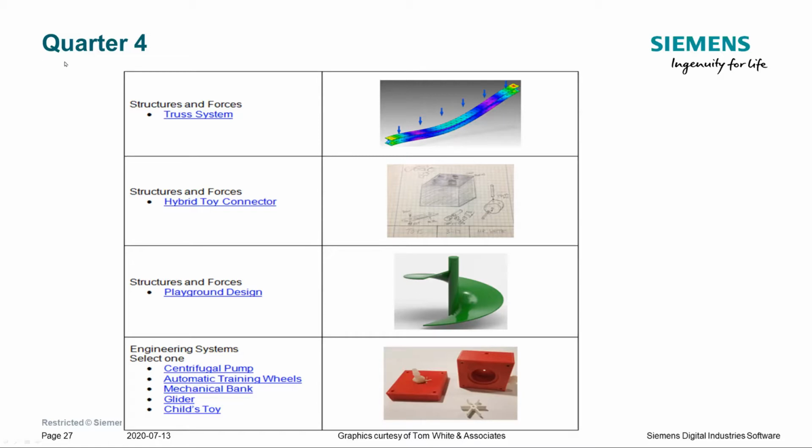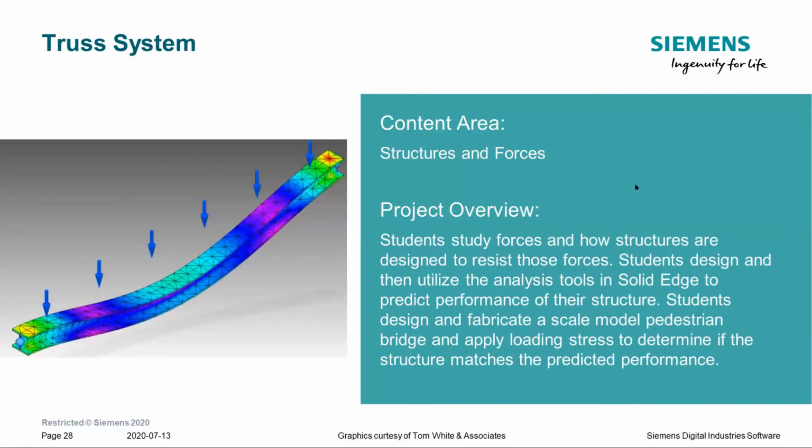So in quarter four, we go into structures and forces, and I touched on that a little bit yesterday, where we talked about moment of inertia, or the second moment of area, and how we begin to evaluate design and what the various factors of safety are implied. So this project involves students designing a pedestrian bridge to go from point A to point B.